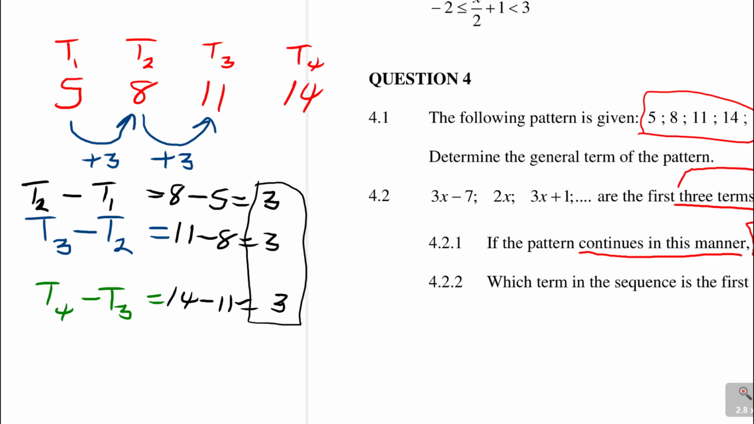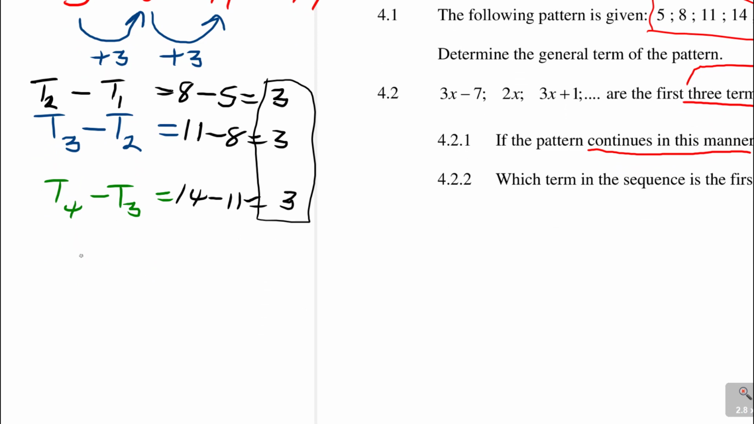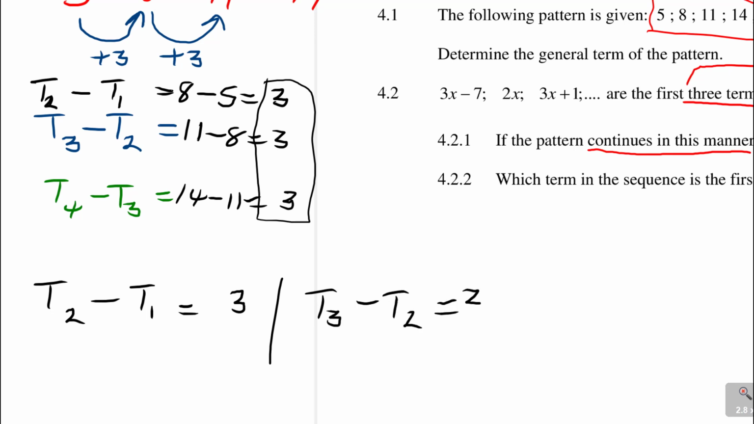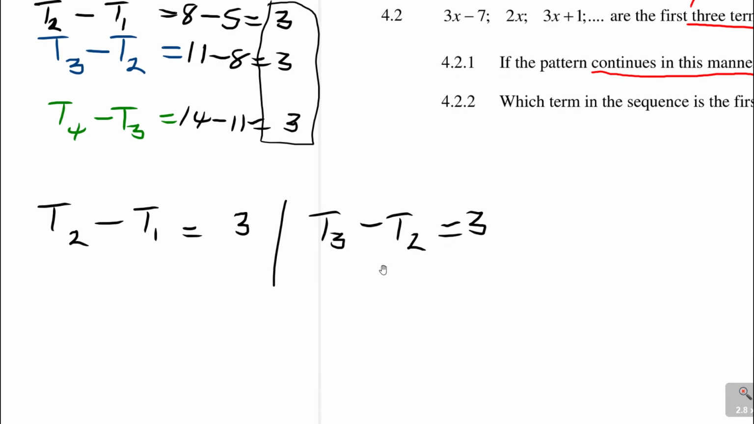Meaning, I can say this statement now. Pay attention. Remember, T2 minus T1, we got what? We got 3. Also, T3 minus T2, what did we get? We got also 3. Therefore, I can boldly say T2 minus T1 is equal to T3 minus T2. Look at what I just did. Why? Because the 3 that I get here is the 3 that I got on the other side. So here I'll get a 3 and this side I'll get a 3.